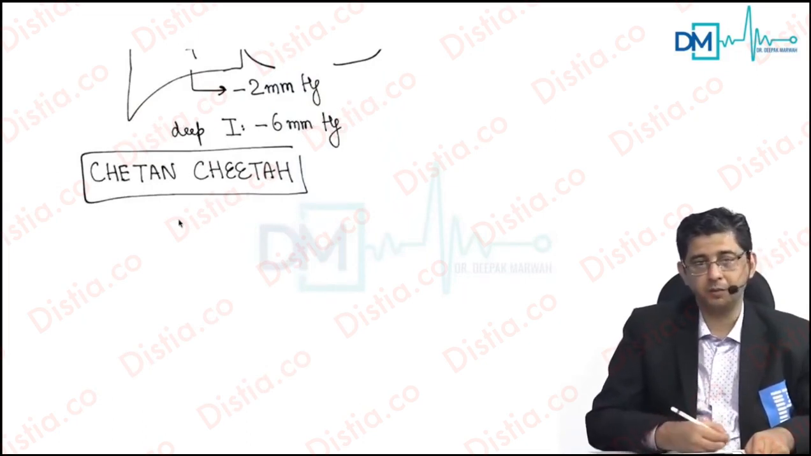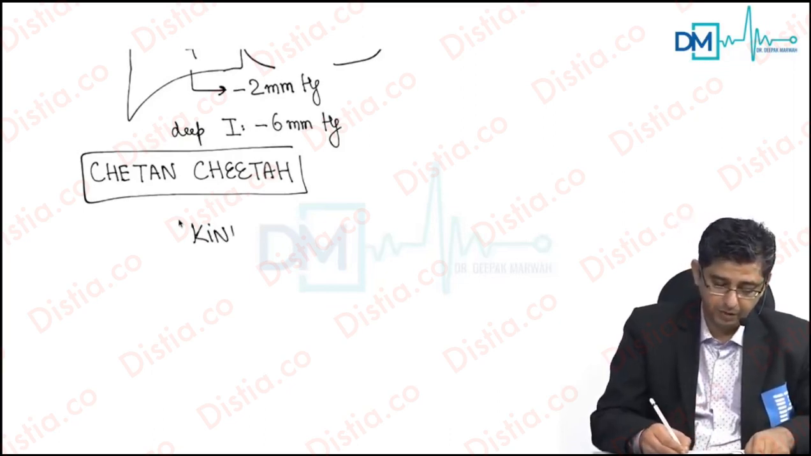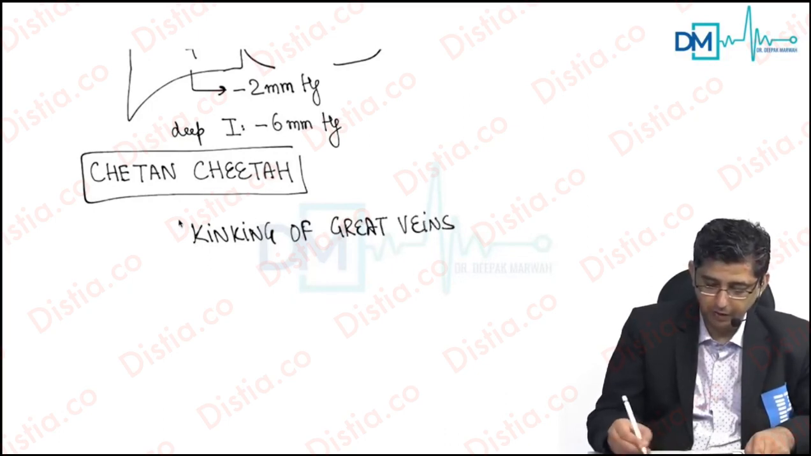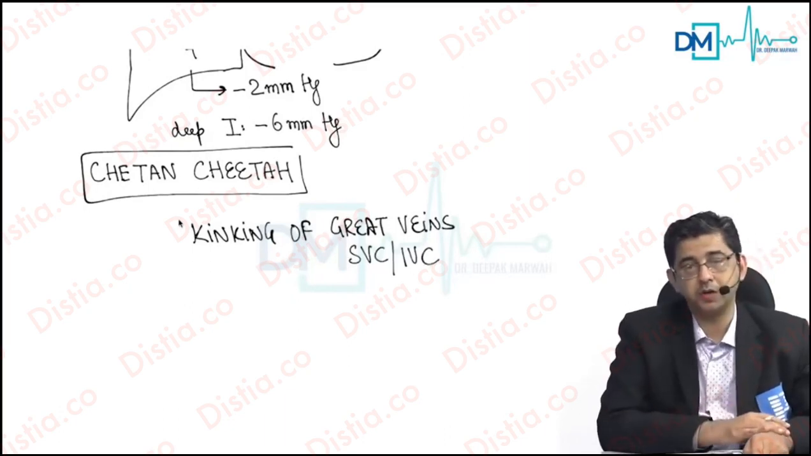The first thing that would have happened is that, because there is positive pressure in the chest, it will result in kinking of the great veins in the chest, like the superior vena cava and the inferior vena cava. You see, the pressure in the veins is less than the atmospheric pressure.